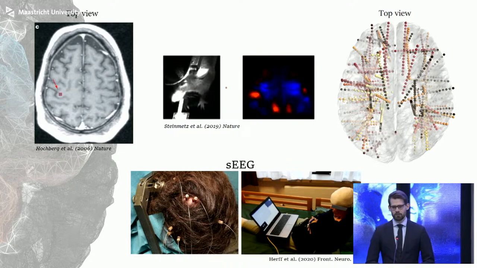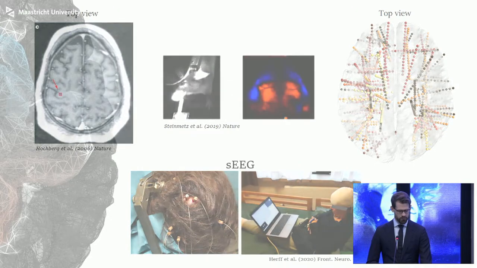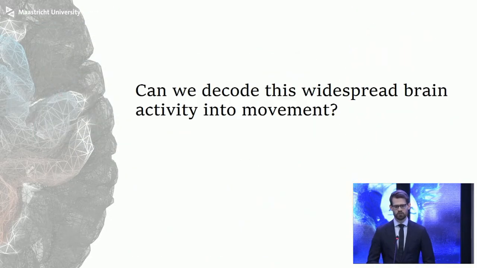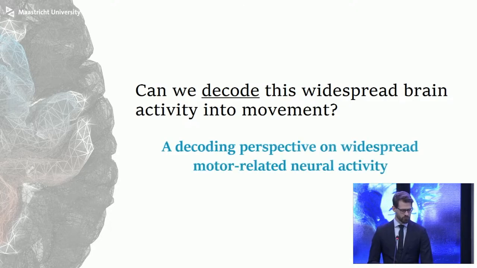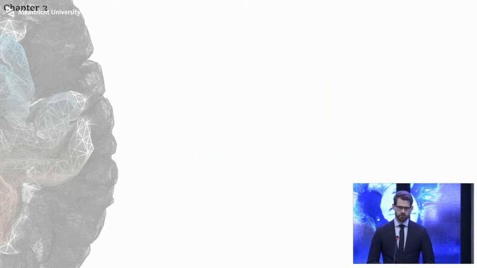Now, the question I've been working on during my PhD is, can we decode this widespread brain activity into movement? And I specifically say decode because we're looking at a future BCI application. So we want to predict from neural activity whether someone was moving or not. And therefore, the subtitle is also a decoding perspective, because we're looking from this predictive angle. But first, we need to evaluate whether we can use these SEEG electrodes to decode movement.